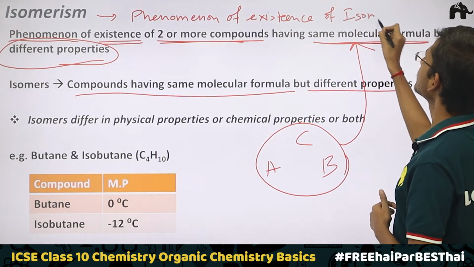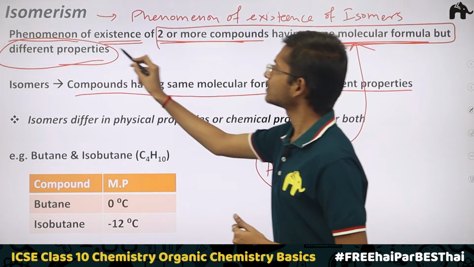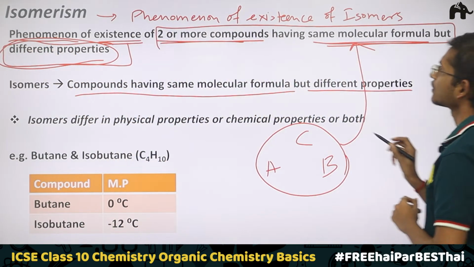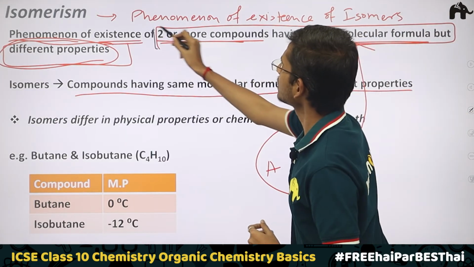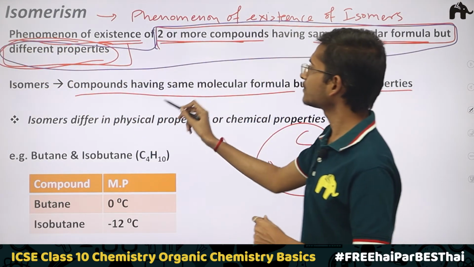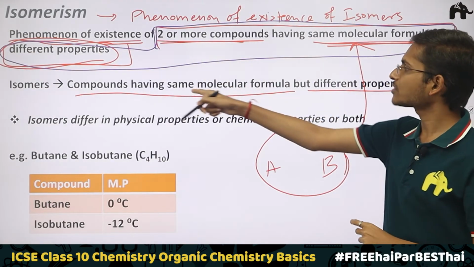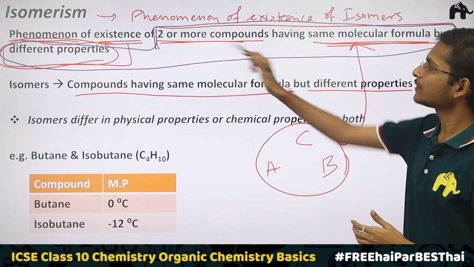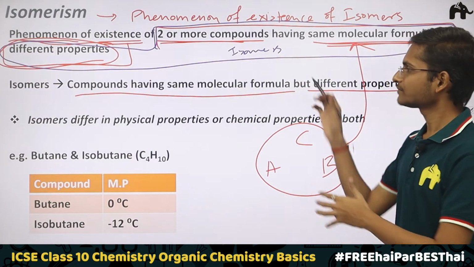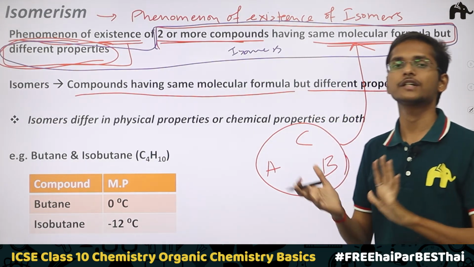Because if you correlate this part, I would just denote it with some other color. This part, if you try to relate it with the isomers definition, you would see the same thing. Compounds having same molecular formula but different properties. So the phenomenon of existence of isomers is simply isomerism. Now it would be easy for you to understand. Isomers are simply those compounds which have the same molecular formula but different properties.